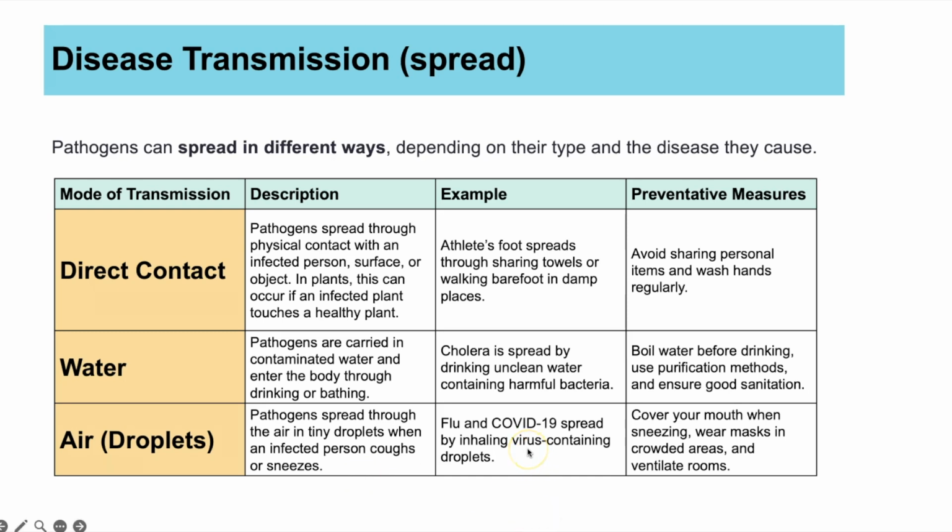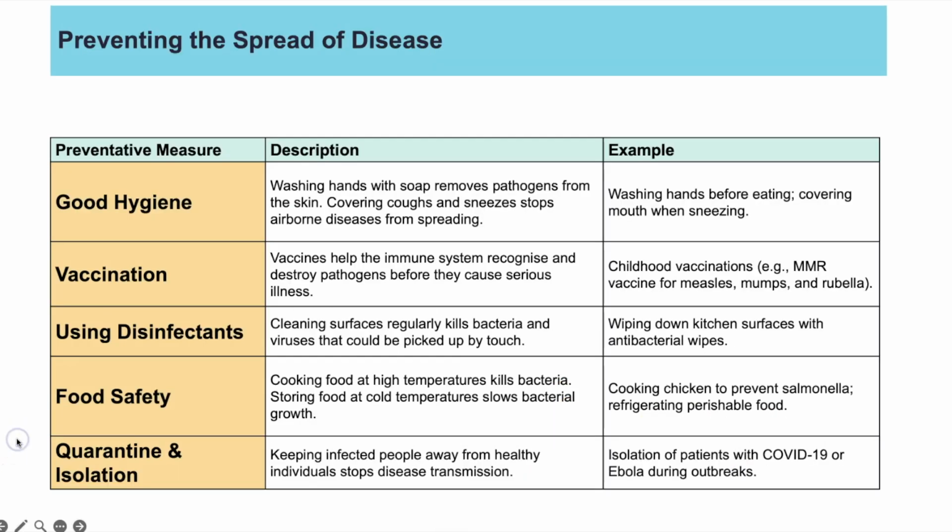And this is how the common cold, flu, COVID-19 are spread. It's through inhaling those virus-containing droplets. So to prevent the spread, cover your mouth when you are coughing, when you're sneezing. Wearing masks prevents the spread as well. And in crowded areas, try and make sure that you are having as much ventilation as possible.